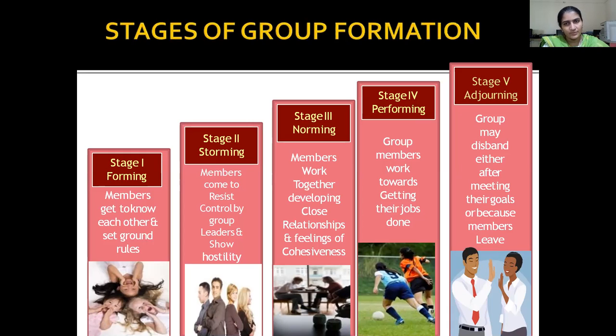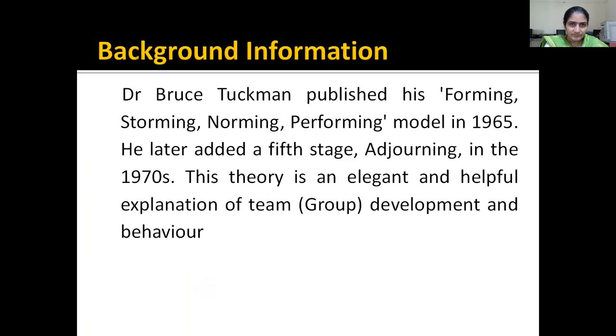Then comes the performing stage. In the performing stage, action oriented work takes place, and group members work towards getting their jobs done. And lastly comes the adjourning stage, where the group may disband either after meeting their goals, or because the members separate from each other. So these are the five stages which are part of group development: forming, storming, norming, performing, and adjourning.